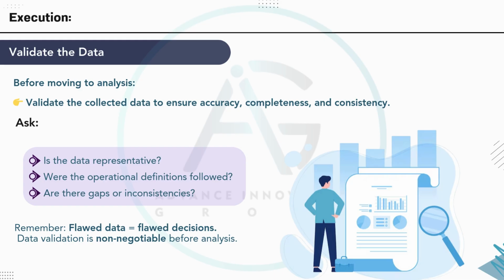2. Were the operational definitions followed? Were data collectors measuring and recording exactly as defined in the plan? 3. Are there gaps or inconsistencies? Look for missing entries, illogical values, or unexpected variations that might indicate errors. This step isn't optional. Data validation is non-negotiable. A strong validation process gives you the confidence that the analysis you're about to perform is rooted in trustworthy and meaningful data.